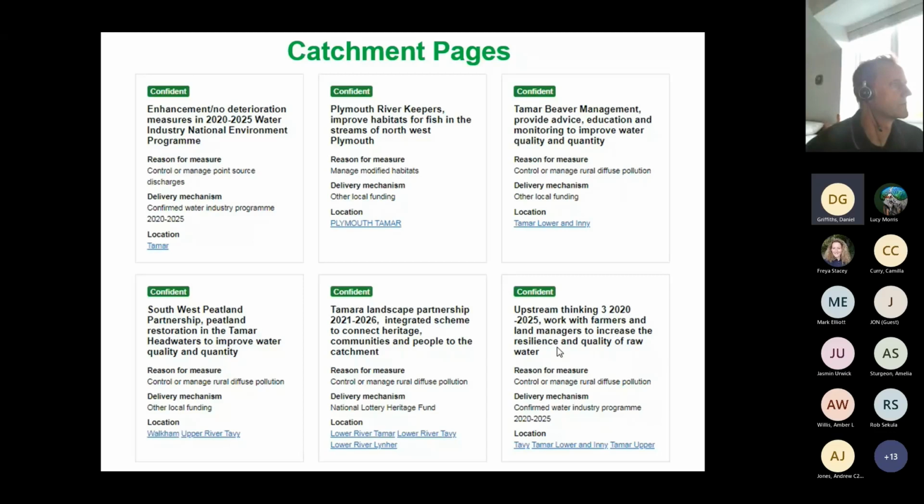A key part of these pages, again, is the measures. So I've taken a screen grab of the Tamar ones. It's two categories, very similar to how our programmes and measures are structured. We've got the confident delivery and also the less certain ones. This slide is showing the confident delivery, where we're really expecting to see these measures take place in the next cycle. So we've got WINET projects with key enhancement drivers, the Plymouth River Keeper work, Beaver management in the Tamar catchment, the Southwest Peatland Partnership up in the headwaters of the Tamar, the Tamara Landscape Partnership, and lastly, Upstream Thinking 3.